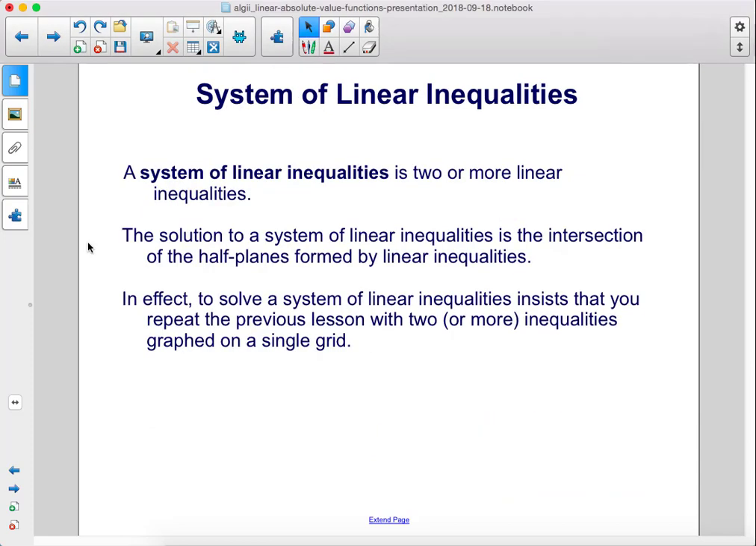A system of linear inequalities is two or more linear inequalities. The solution to a system of linear inequalities is the intersection of the half-planes formed by linear inequalities. In effect, to solve a system of linear inequalities insists that you repeat the previous lesson with two or more inequalities graphed on a single grid.